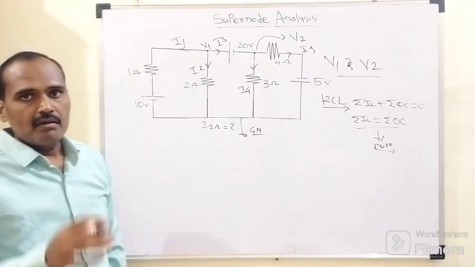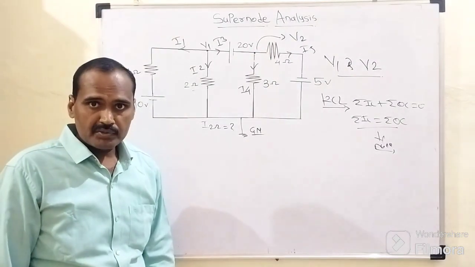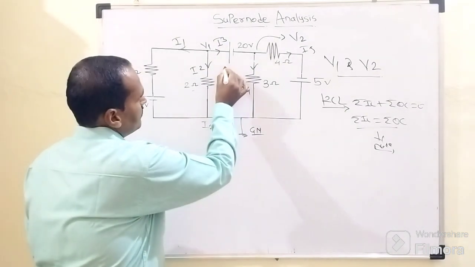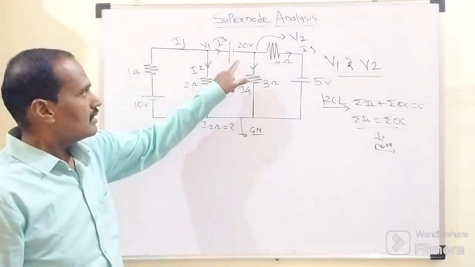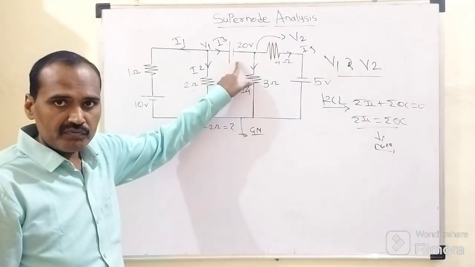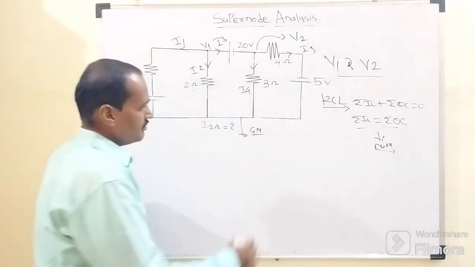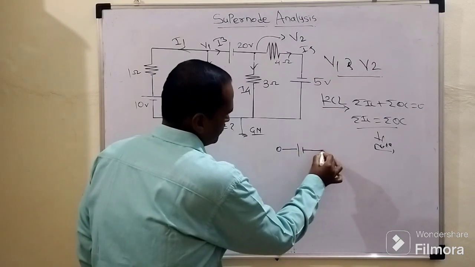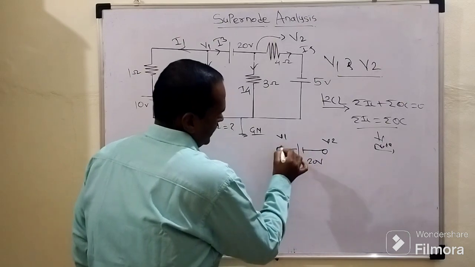But the unique identity of this supernode analysis is, if you carefully see, that in between these two nodes V1 and V2, we don't have any resistive element. We have only one battery of 20 volt, a voltage source, which is interconnected in between these two nodes in the absence of any resistive arm, like this. So V1, V2, and this is the 20 volt battery, right?